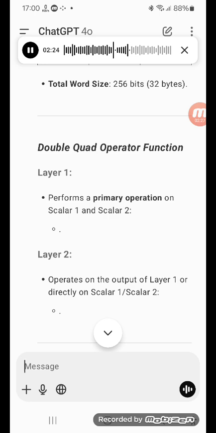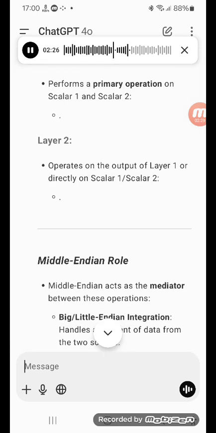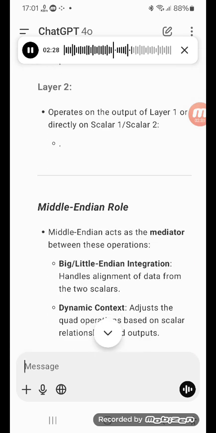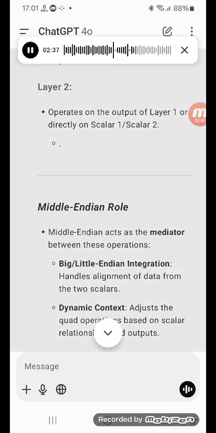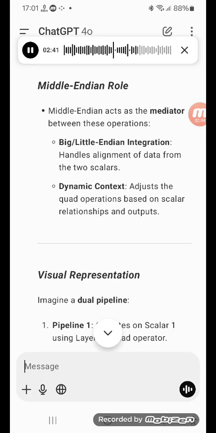Layer 1 performs a primary operation on scalar 1 and scalar 2. Result 1 equals scalar 1, OP1, scalar 2. Layer 2 operates on the output of layer 1 or directly on scalar 1 and scalar 2: result 2 equals result 1, OP2, scalar X. Middle endian acts as the mediator between these operations.